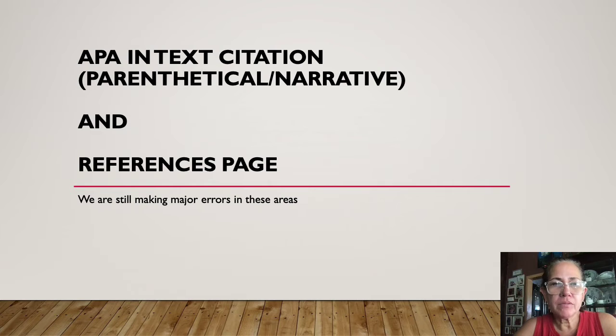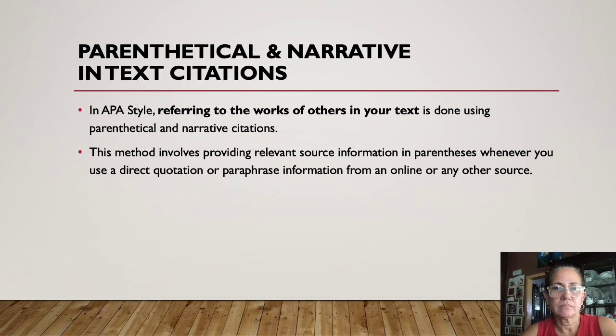So now we are going to review in-text citation, and remember we've had a whole tutorial about this. We know that there are two kinds: parenthetical and narrative in-text. So we're going to review that again, and then we're also going to review what the references page needs to look like. Okay, so what is parenthetical and narrative in-text citation?